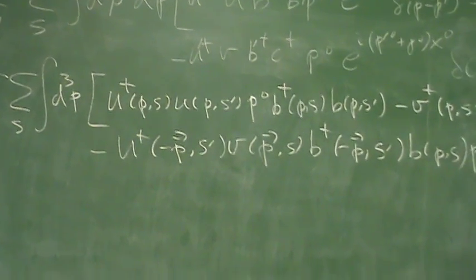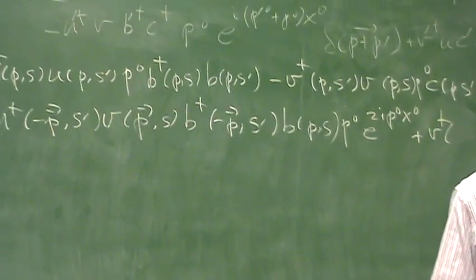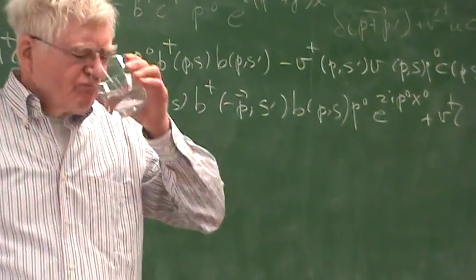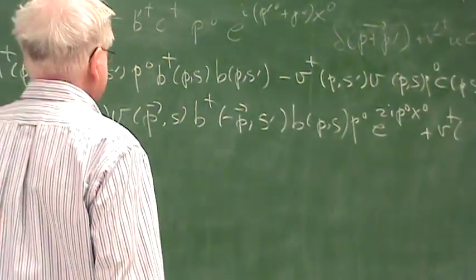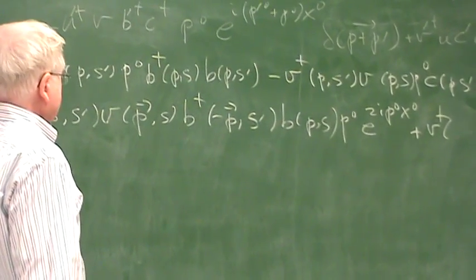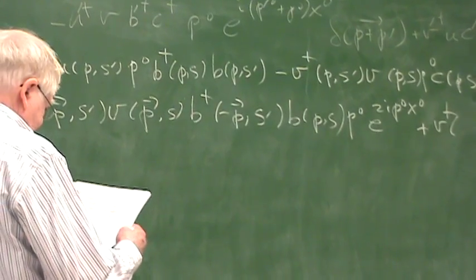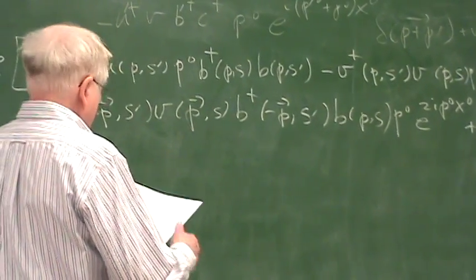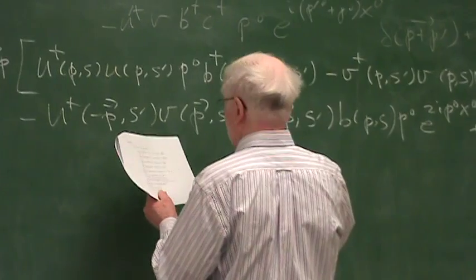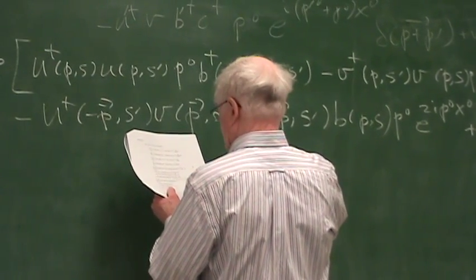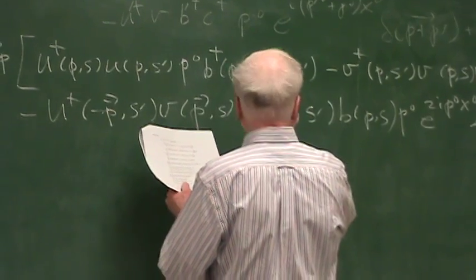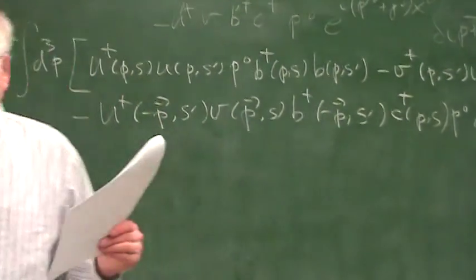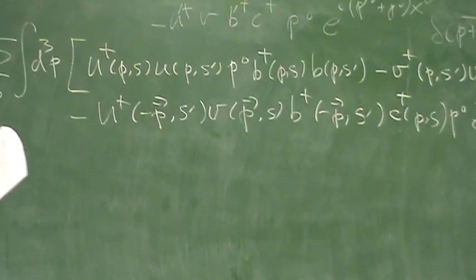Sorry, this particular term, isn't that a b dagger c dagger? And then b dagger b? Which term? This one? I think you're right. It's the third term. Yeah, that's a c. Okay, I've got this all screwed up. b dagger is right, and this is a c dagger. All right.